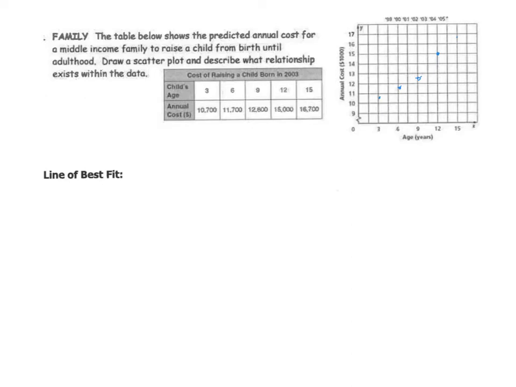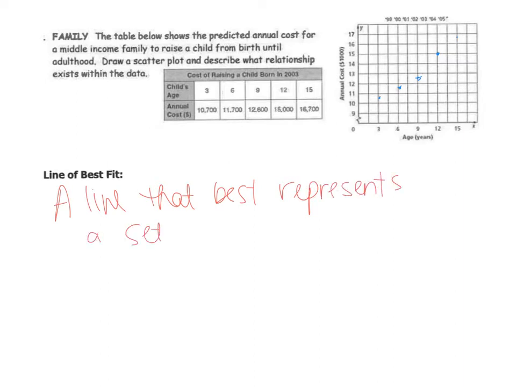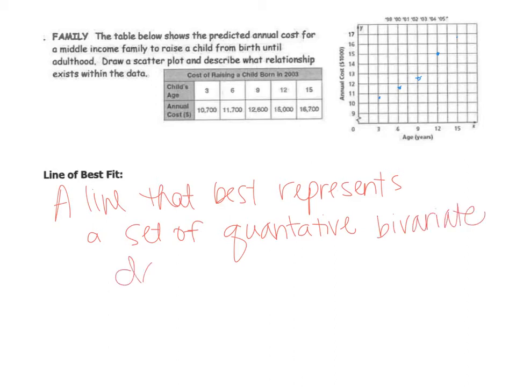And the line of best fit is a line that best represents a set of quantitative, remember, so that's data, that's numbers, bivariate, remember bivariate just means two values, data.